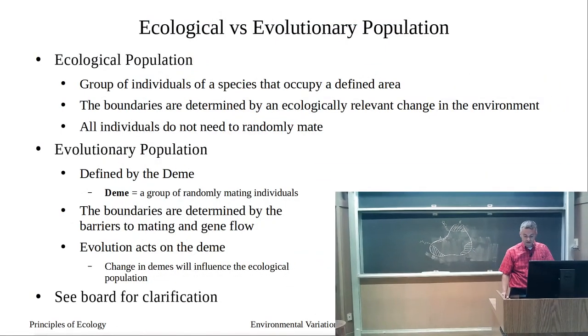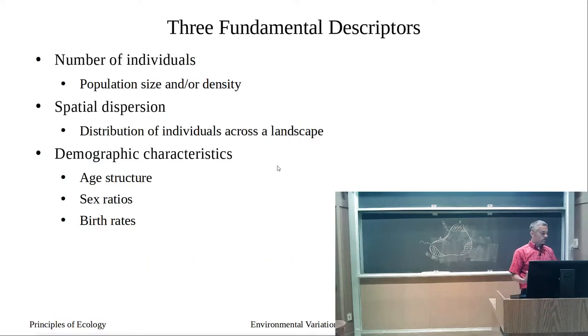Random mating may only be occurring within the groups themselves. So the group is the evolutionary population, but that entire area that had multiple groups could be defined as our ecological population. All right. So what we're going to focus on, we're not really going to separate ecological and evolutionary populations much, but if you're curious, we're probably going to talk about the evolutionary populations. But all of these ideas going forward also apply to the ecological populations.